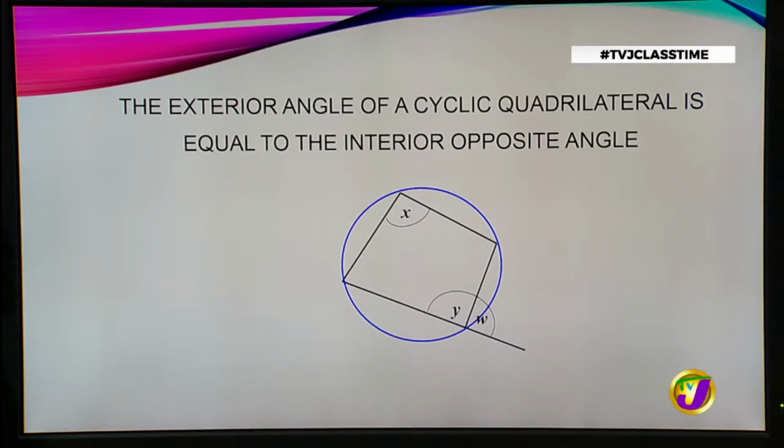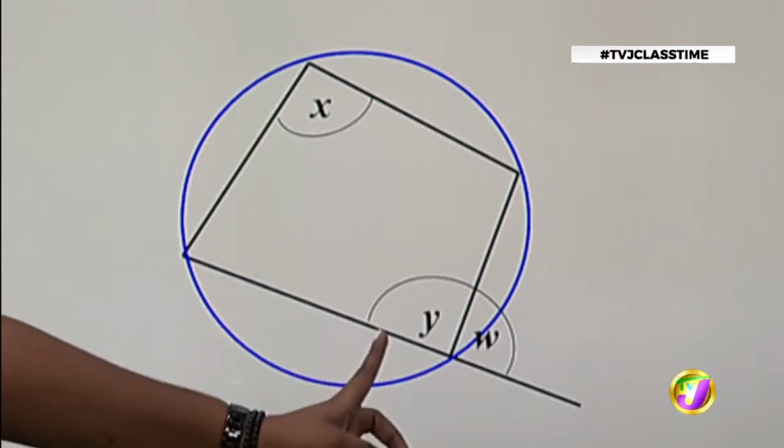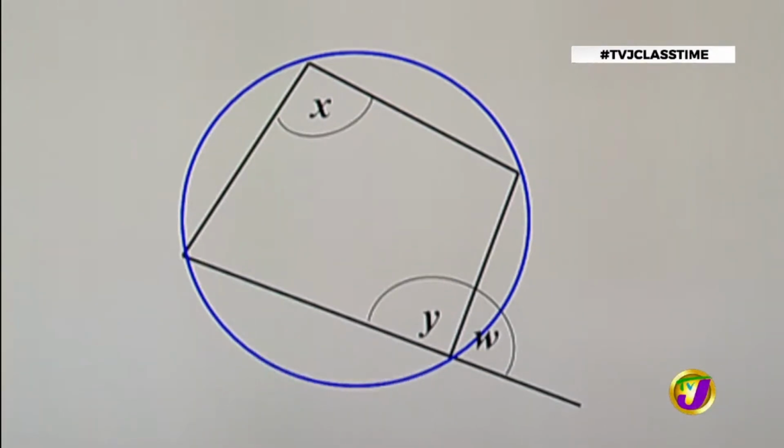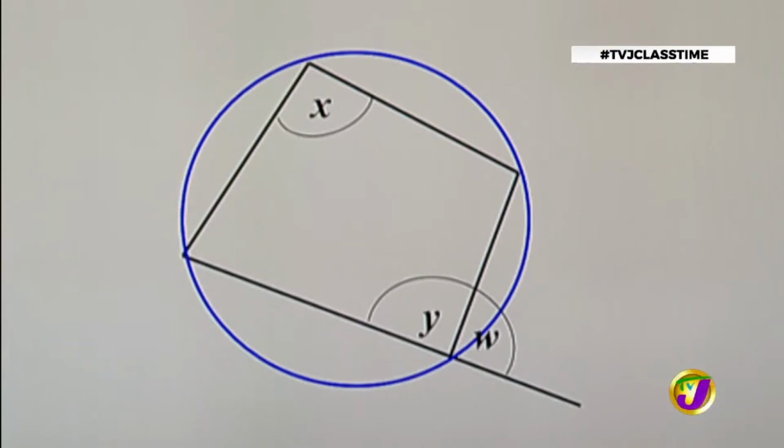What can you tell me about this one? Wait a minute, we have to pause now. I am seeing a quadrilateral inside of a circle, a cyclic quadrilateral. I'm seeing 3 angles. I'm seeing one angle that lies on a straight line, so Y and W lie on a straight line here, so they are supplementary. And I'm also seeing an angle at my circumference, angle X. So we're trying to identify some of the relationships here between angles X, Y, and W.